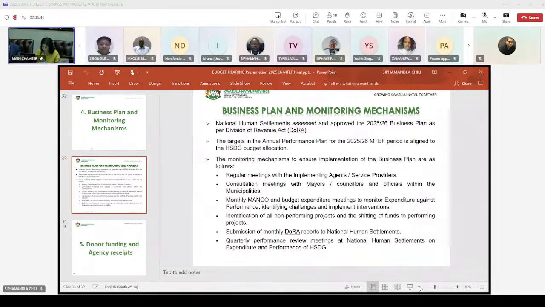The National Human Settlements has assessed and approved the 25-26 business plan as per the Division of Revenue Act. The targets in the annual performance plan are aligned to the Human Settlements Development Budget allocation. The monitoring mechanisms utilized to monitor and ensure that the business plans are met are: we do regular meetings with the implementing agents and service providers. There's consultation meetings with mayors, councillors, and officials within the municipalities. There's monthly MANCO and budget expenditure meetings to monitor expenditure against performance, identifying challenges and implementing interventions.